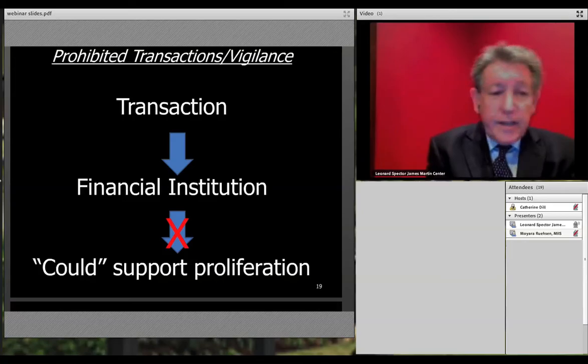I might add that these are called activity-based sanctions, and sometimes they're tricky for non-expert organizations to implement, because it's hard to know if a transaction involves an item that's going to go to a nuclear plant or could go to a nuclear plant. But there are some tricks of the trade that will be explained just a little later.